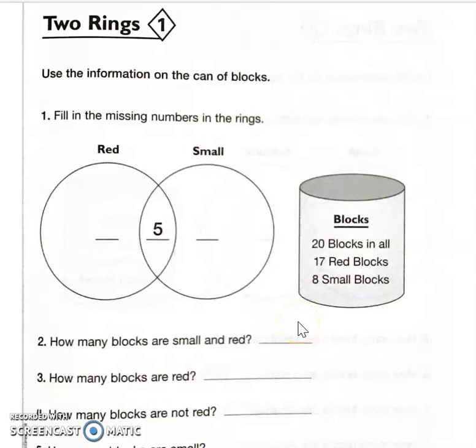Hey kiddos, this activity is called two rings. And each page is going to look something like this. Okay? Now you'll see that there are two rings or two circles that overlap with each other. We'll talk about that in a little bit. But each ring, you'll see, there's a blank.